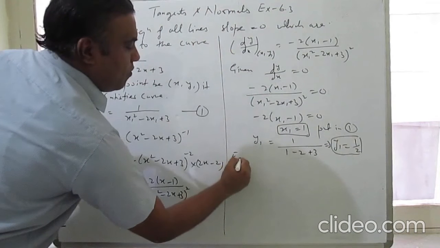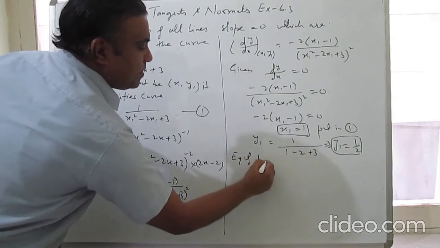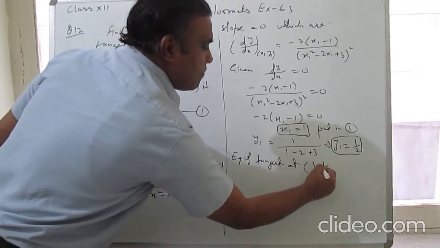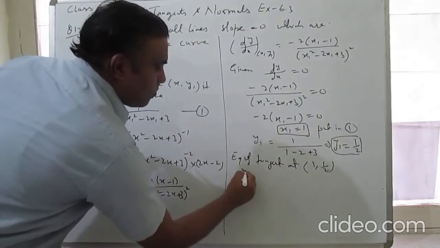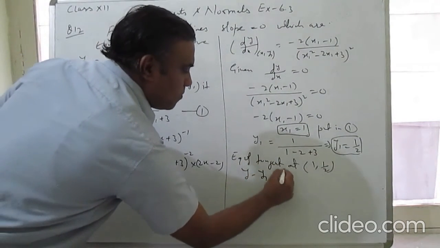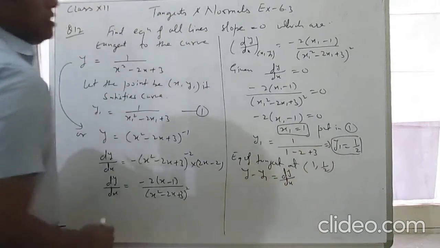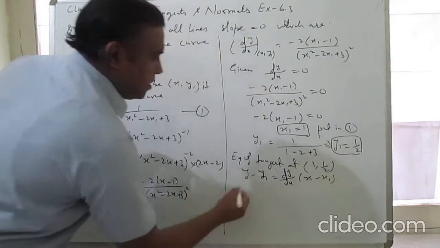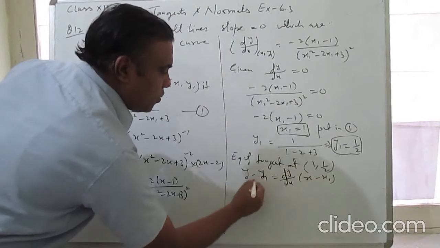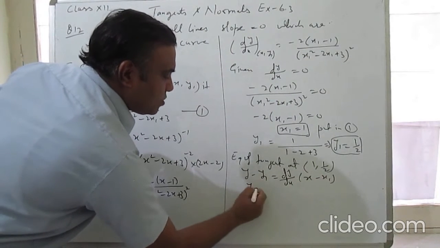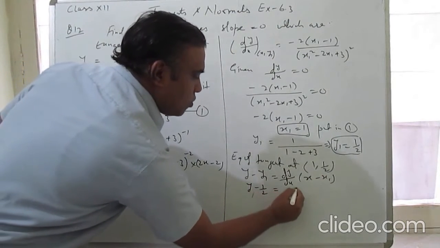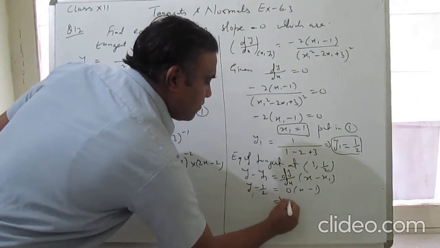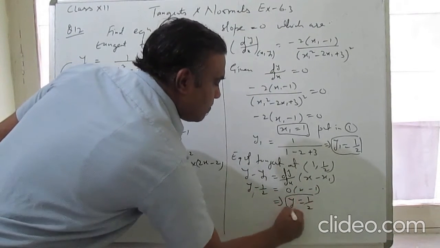So equation of tangent at 1, 1 by 2. What is the formula? y minus y1 is equal to slope dy by dx into x minus x1. So dy by dx is 0, 0 into something is 0. y minus 1 by 2 is equal to 0 into something, which is 0. So this implies y is equal to 1 by 2.